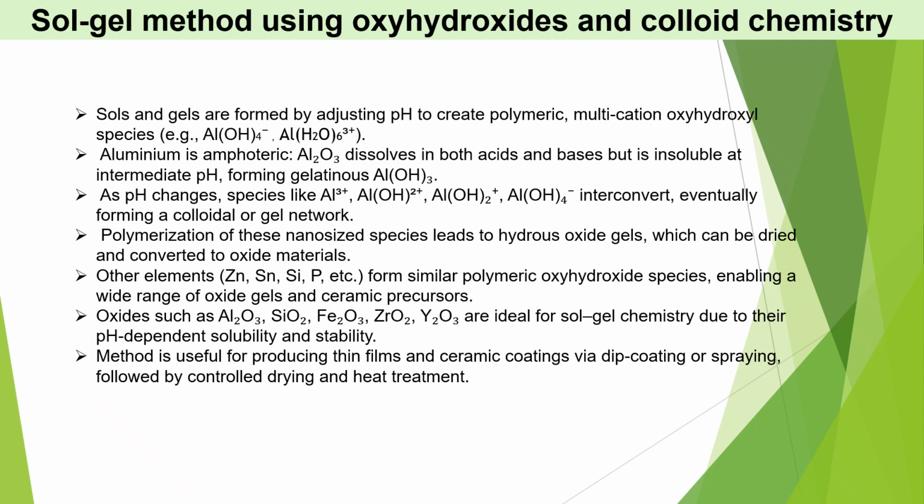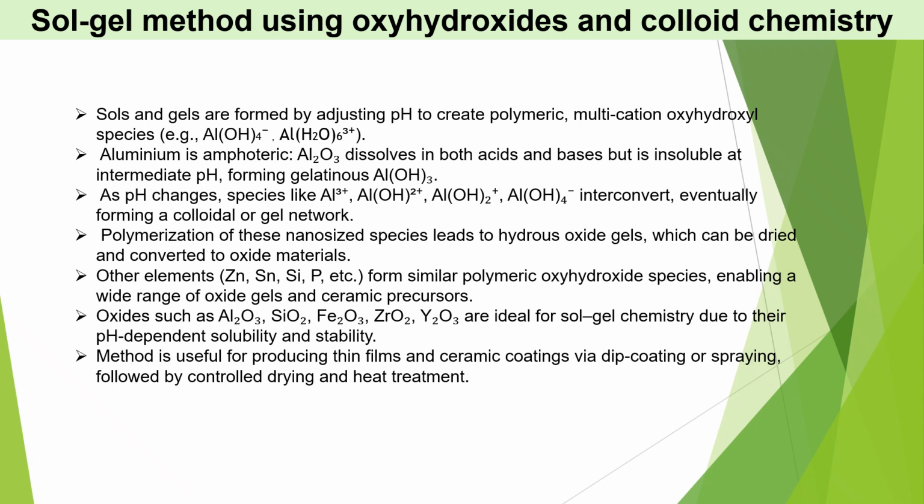Sol gel using oxyhydroxides. Another sol gel route uses oxyhydroxide and colloidal chemistry. By adjusting pH, metals like aluminum form species such as Al3+, Al(OH)2+, Al(OH)2+, and Al(OH)4-. Because aluminum is amphoteric, it dissolves in both acids and bases, but forms gelatinous Al(OH)3 near neutral pH.